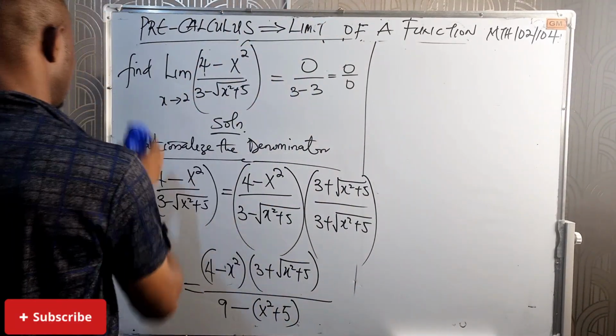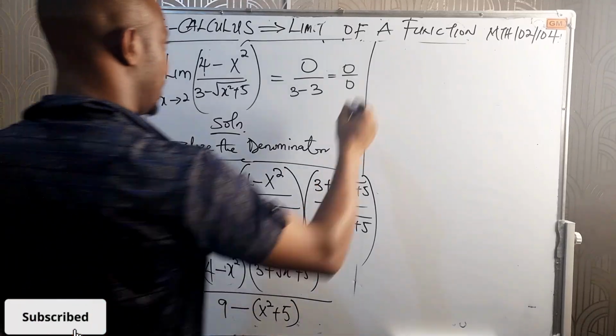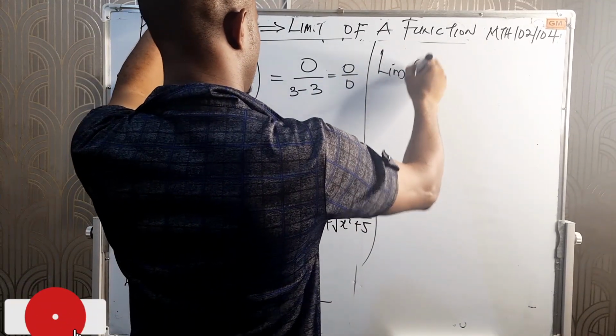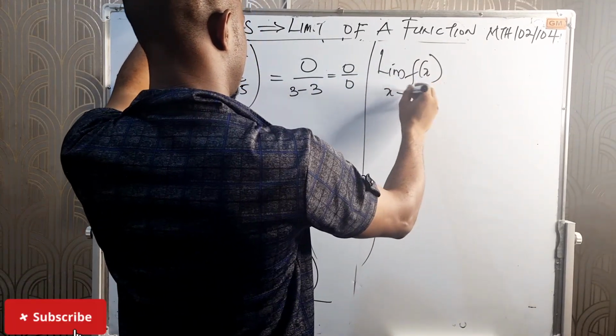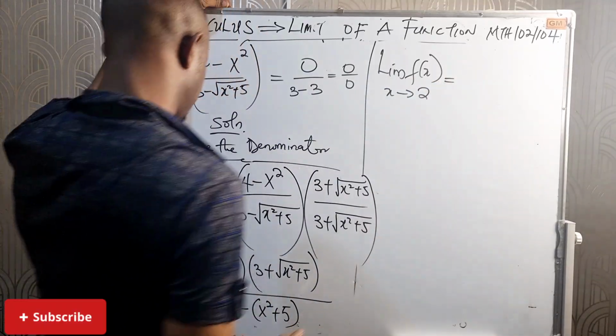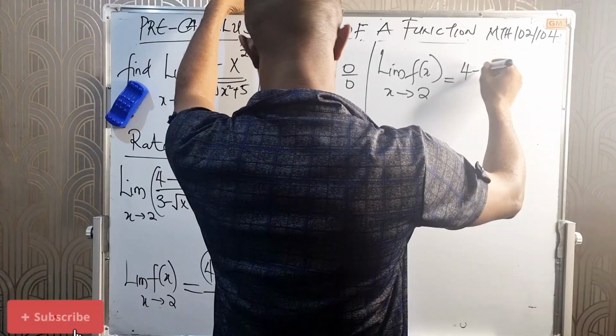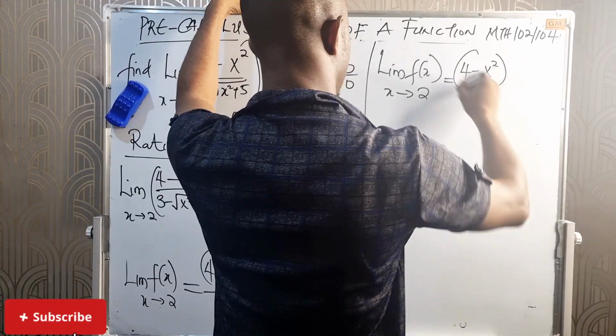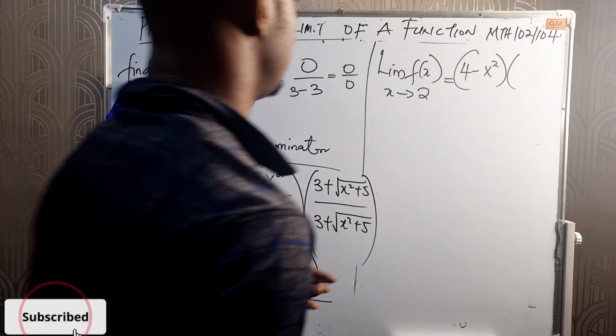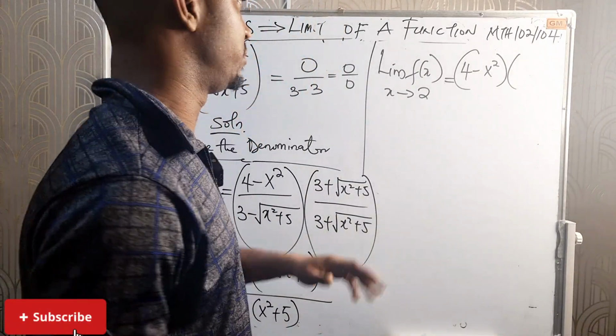Okay, so let's go. Now, we're going to have here the limit of our f of x as s is approaching b. Let's still maintain our numerator as 4 minus s squared. Sorry for the little break.